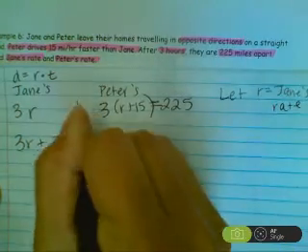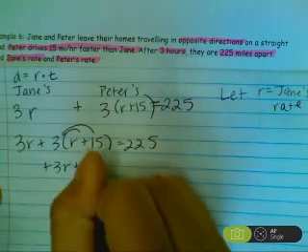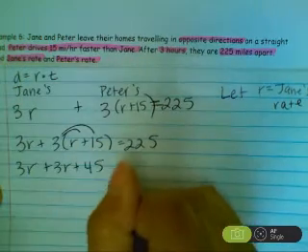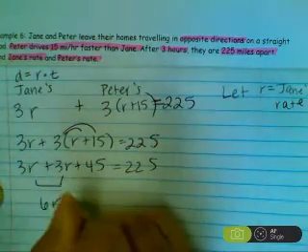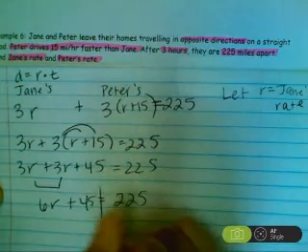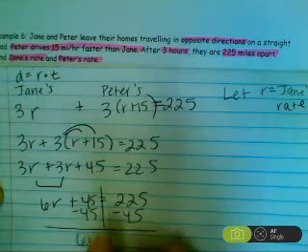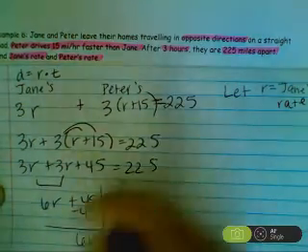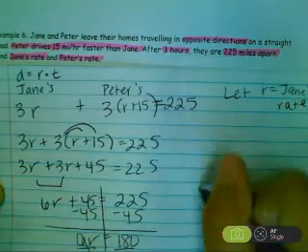You start by distributing the 3 to both things in the parentheses, so it becomes 3R plus 45. That's plus 3R. Combine like terms: 6R plus 45 equals 225. Subtract 45 from both sides. 225 minus 45 is 180. Divide both sides by 6.